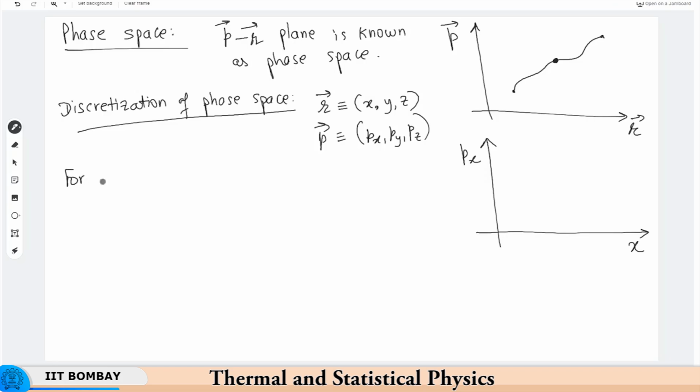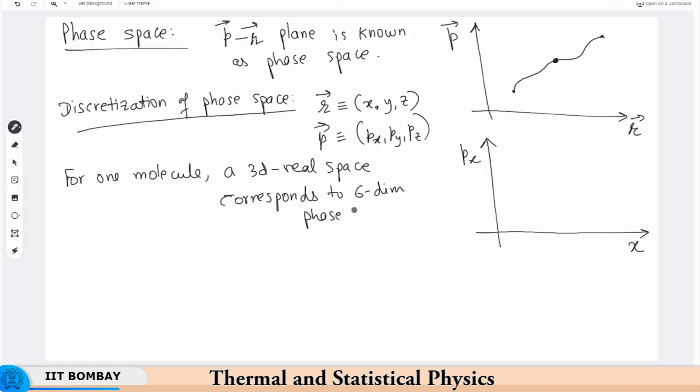So, for one particle, one molecule, a 3D real space corresponds to a 6-dimensional phase space. So, at any given point a molecule in the system has a certain x position and a certain x component of the momentum. And in order to find the microstate of the system, we need to know its position and momentum at the same time.